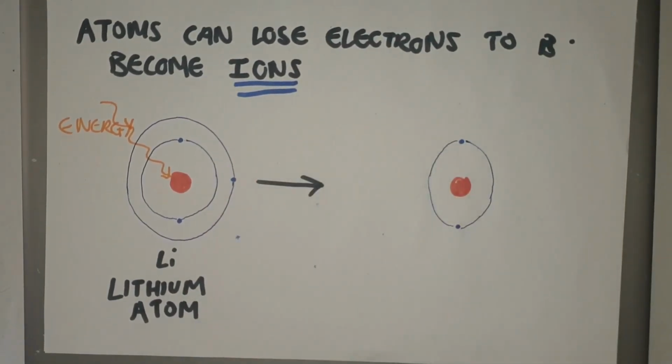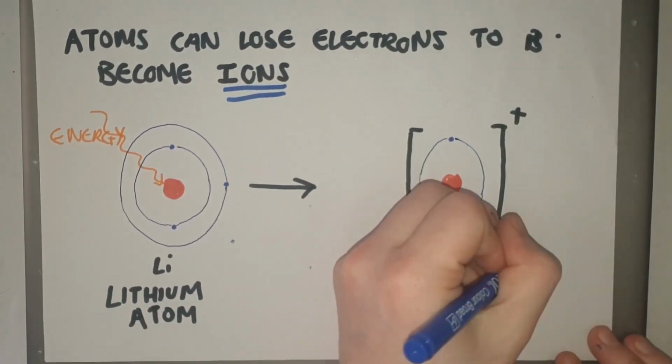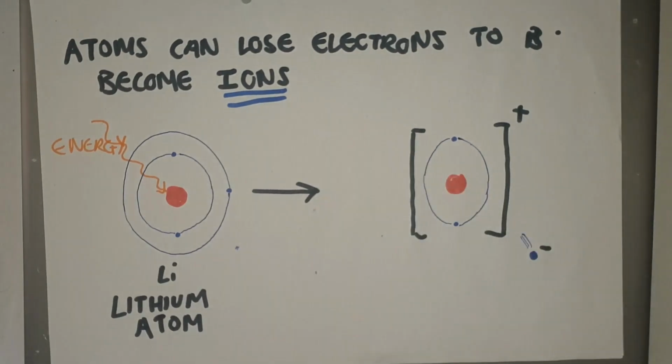Atoms can also gain electrons, and these form anions. To show this, you will put a minus instead of a plus sign because it's negatively charged now.